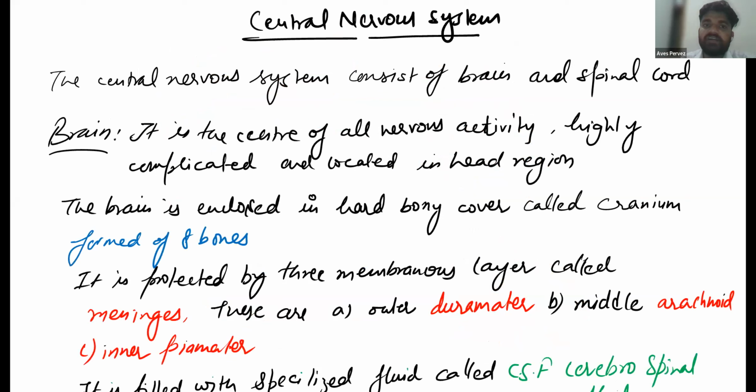The central nervous system consists of the brain and spinal cord. Now we are talking about the brain. Sometimes the question comes: write a note on how the brain is protected inside the body. How does the protection of the brain take place inside the body? You can get the answer from these points if this question is asked in the examination.